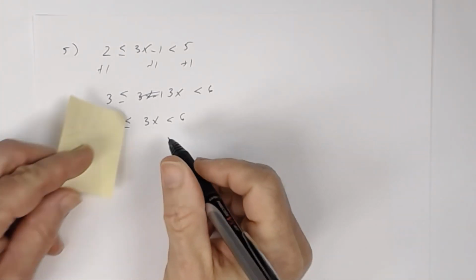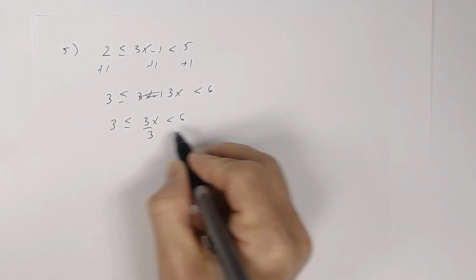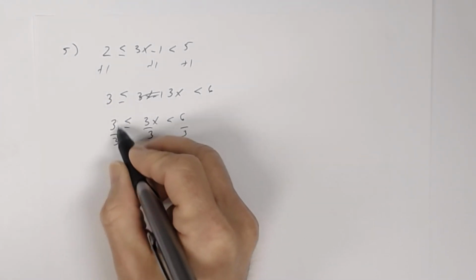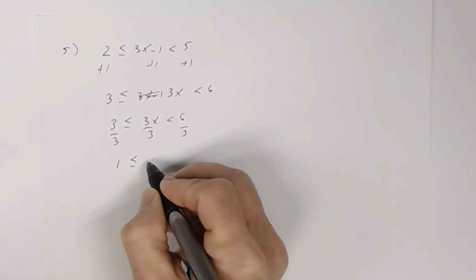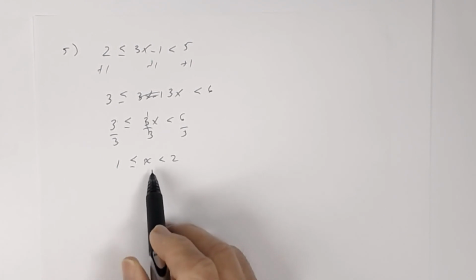All right, so again, the next step, remember, is to divide by 3. We're going to divide all parts by 3. So I get 3 divided by 3 is 1. It's less than or equal to, this is just x, is less than 2. So I found my solutions.